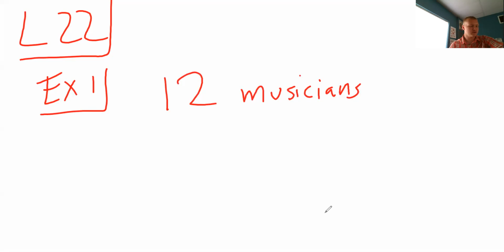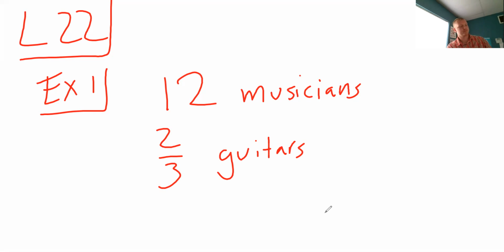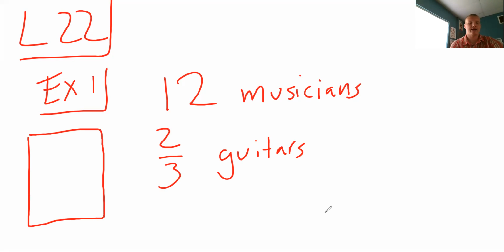It wants to know how many of them are playing guitars. So it says 2/3 of them are playing guitars. So how would I figure this out? Yep, you can do the rectangle method. And how many sections would we have? 3. Yep, so we'd have 3 sections because in our denominator here, there's a 3. So I would divide them up into 3 sections. Good.